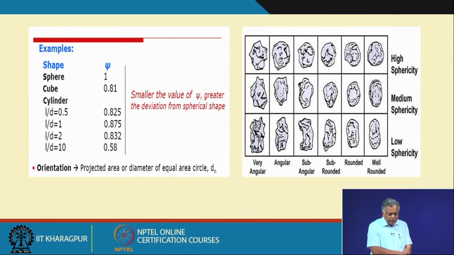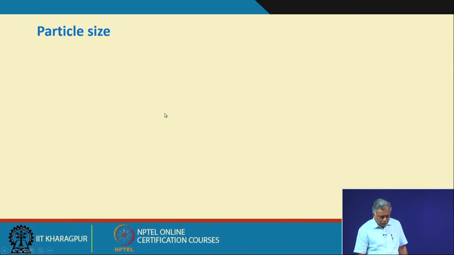Orientation is the projected area or diameter of equal area circle, that is another definition. Let us not get into that topic, because it will unnecessarily confuse you. I hope it is clear what the challenges are even with defining the particle shape.